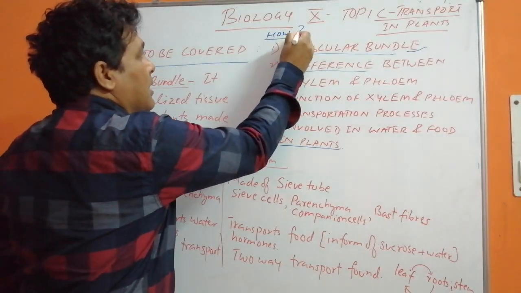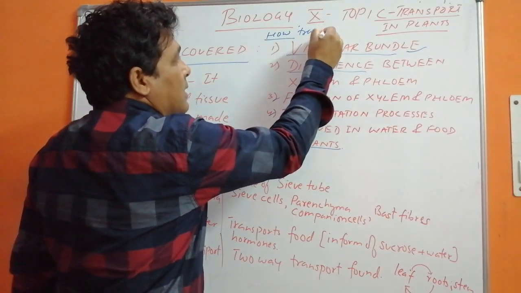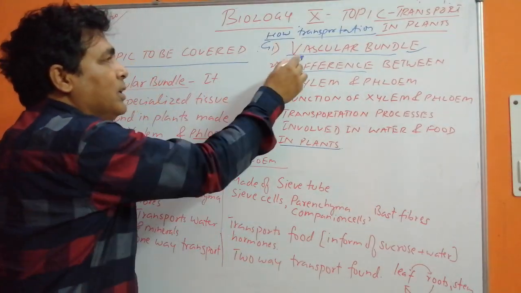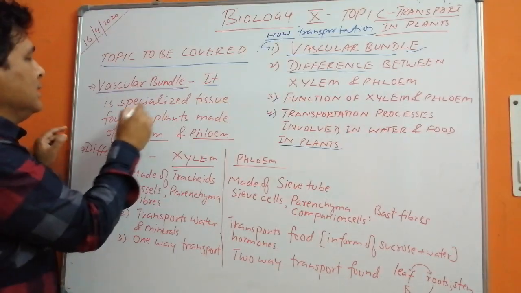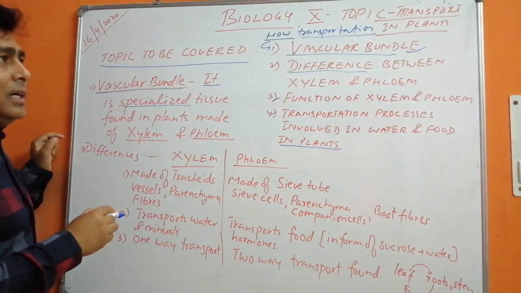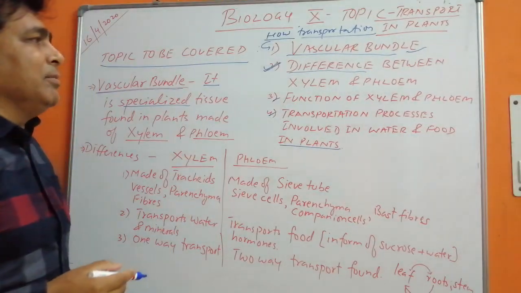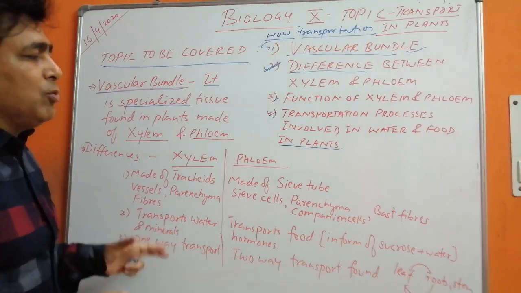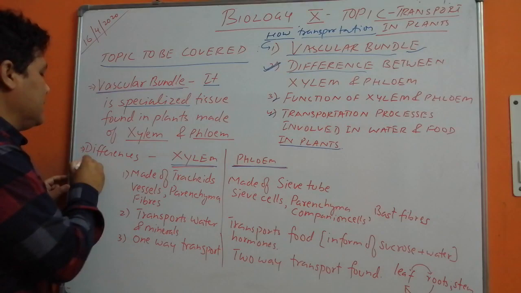When we talk about how transportation takes place, it takes place with the help of the vascular bundle. Now what is vascular bundle? Vascular bundle is the specialized tissue found in plants made of xylem and phloem. Now the second question arises: what is the difference between the xylem and phloem and what are they made of? I have tried to answer this question in the same answer, that is, the differences.